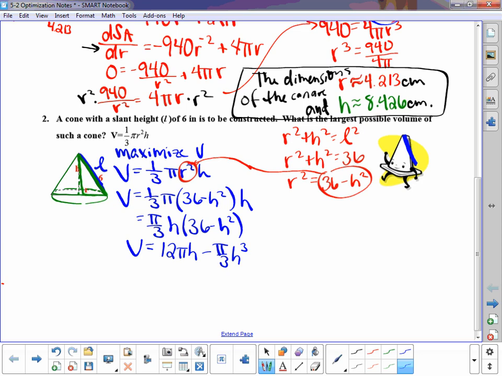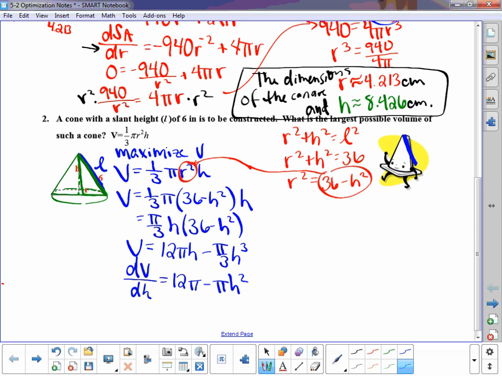Are we good with that part? So again, what we've done now is just simply gotten our volume in terms of one variable, because that's what we're trying to maximize. I know I want to do my derivative of that. And we want it just with one variable. Alright, so let's go into our derivative. Again, I'm going to use this notation, dV/dh, because I'm doing it with respect to h. So my derivative of 12 pi h is 12 pi. That wasn't so bad. My derivative of negative pi over 3h cubed is minus, let's see, bring down the 3, pi h squared. Still not bad.